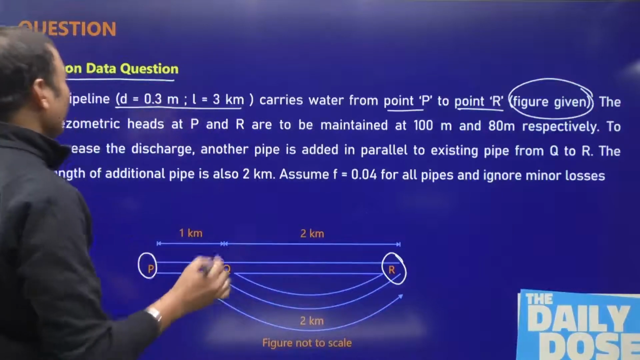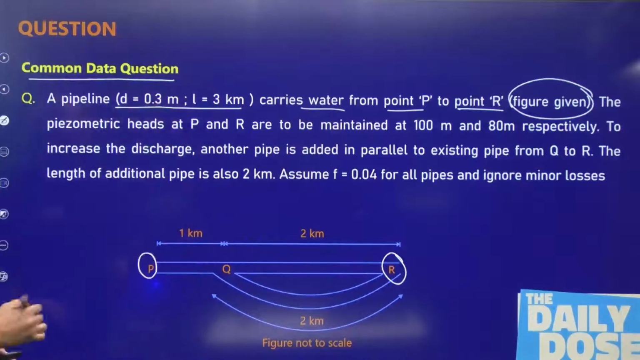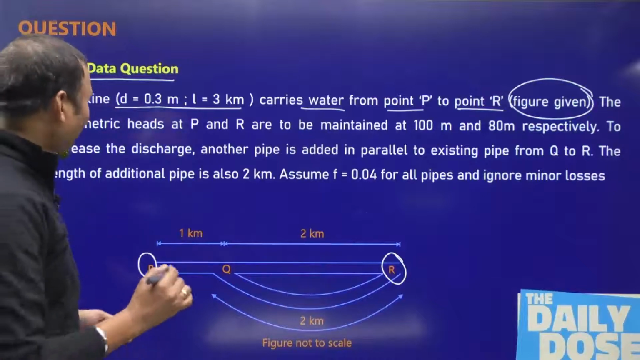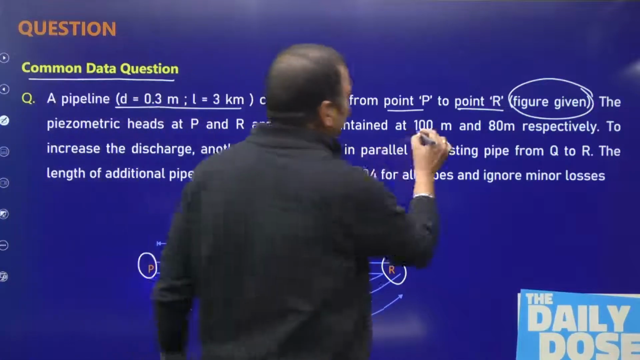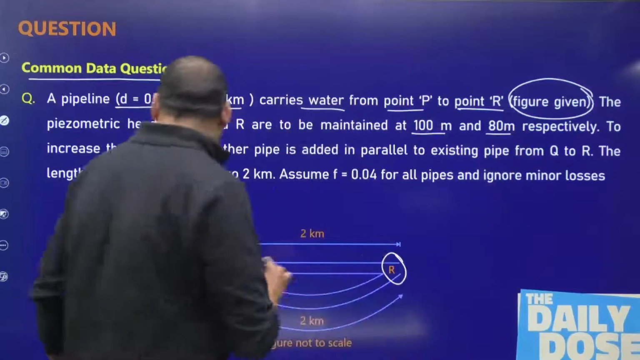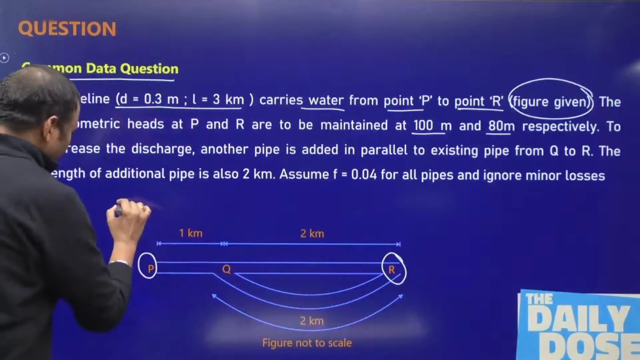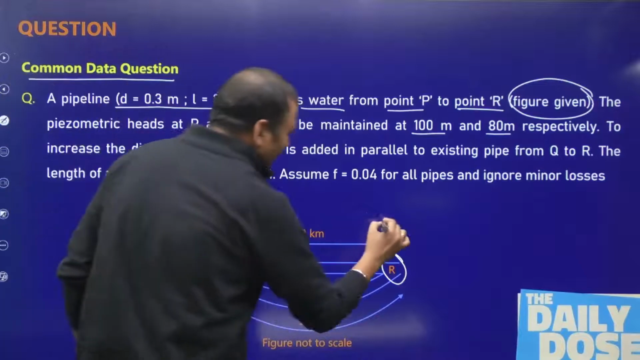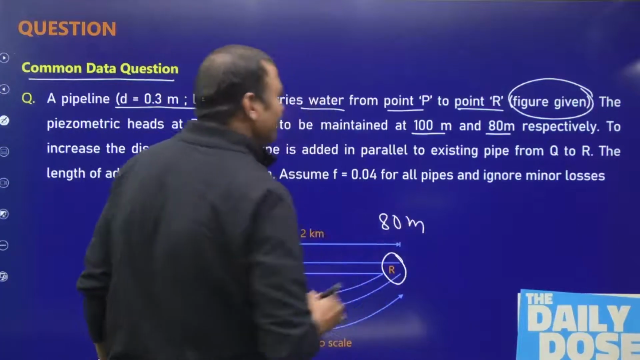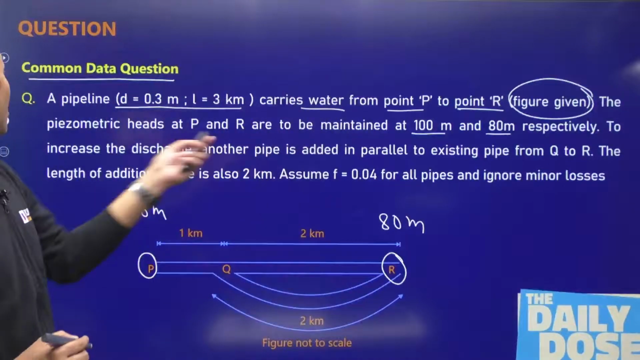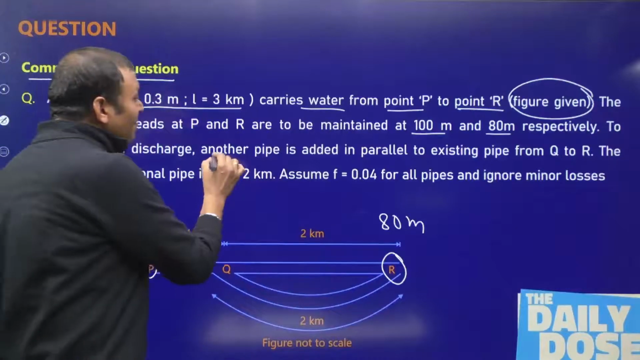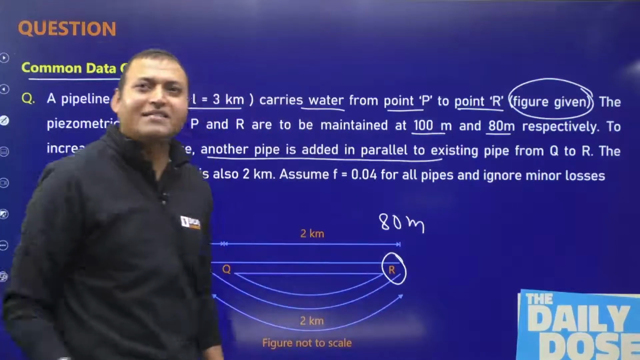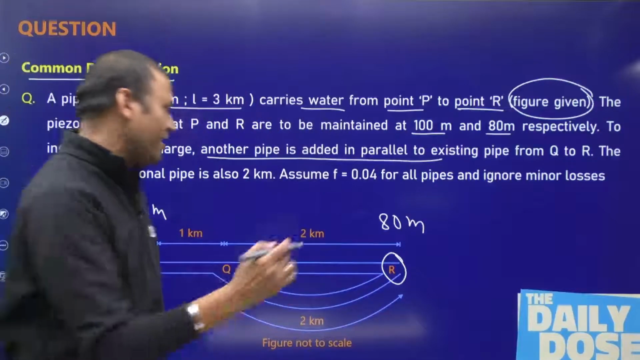It is carrying water. The fluid is water and the piezometric heads at point P and point R are to be maintained at 100 meter and 80 meter respectively. The piezometric head at P is 100 meter and the piezometric head at R is 80 meter. All right. To increase the discharge, another pipe is attached in parallel to the existing pipe between Q to R.